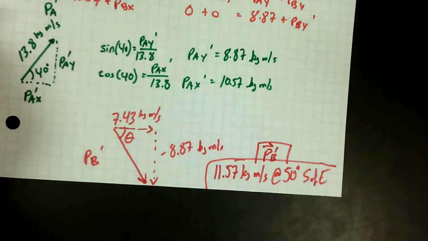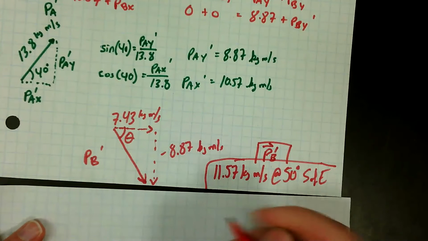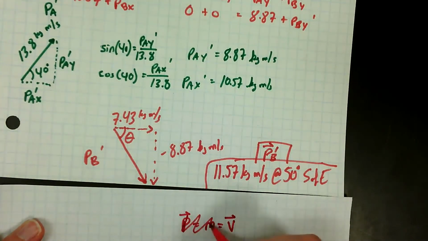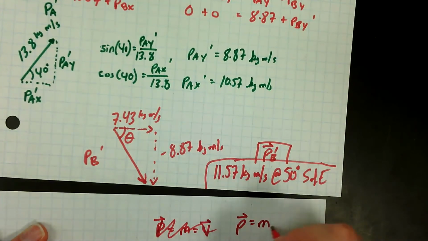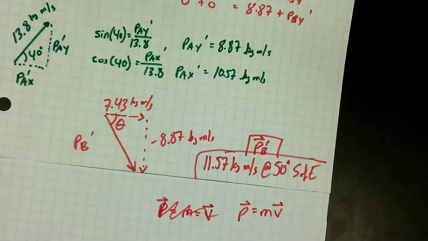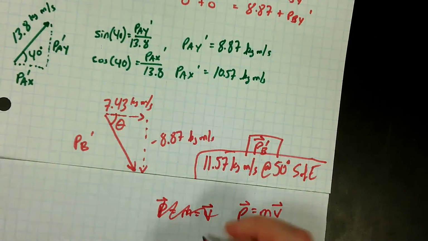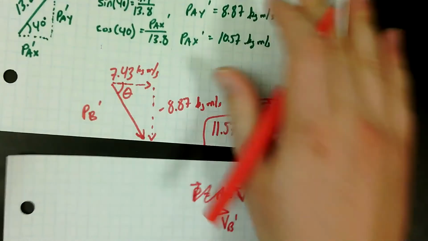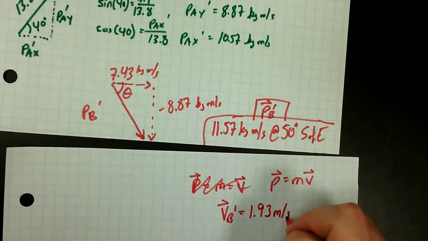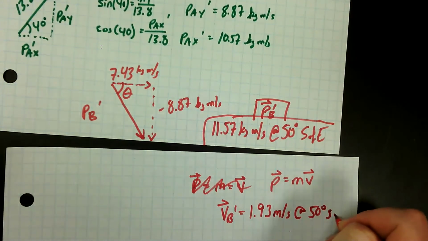If instead I wanted to know the V, that's not how you write that. P equals MV, right? What I could do is divide that by the mass. And so the actual velocity is going to be 1.93 meters per second at 50 degrees south of east.